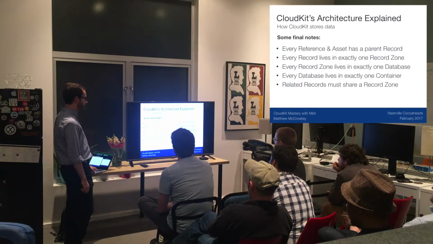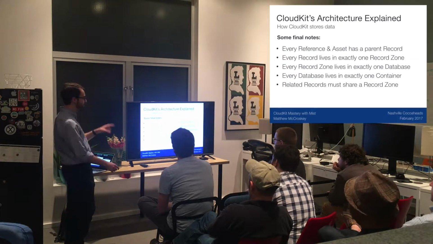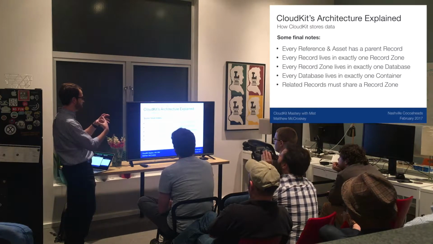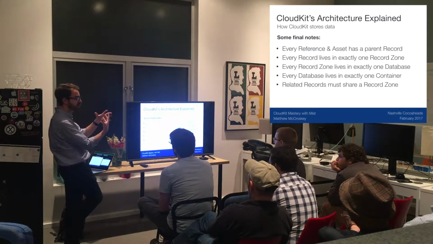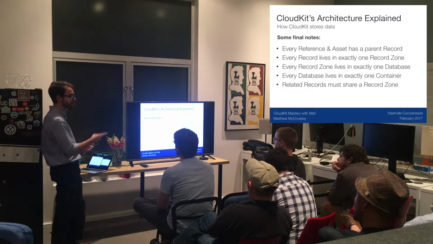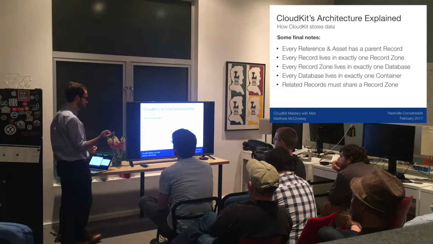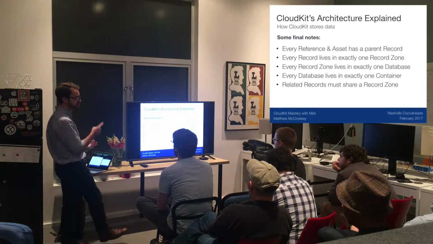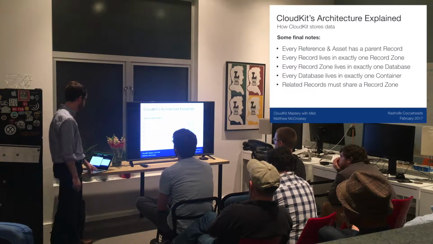Related records have to share, just like references and assets are connected to a record. Related records that are connected to a record, all of them have to share a record zone. So you can't make a reference across a record zone, and because of these other rules, that means you can't make a reference across a database or across a container.